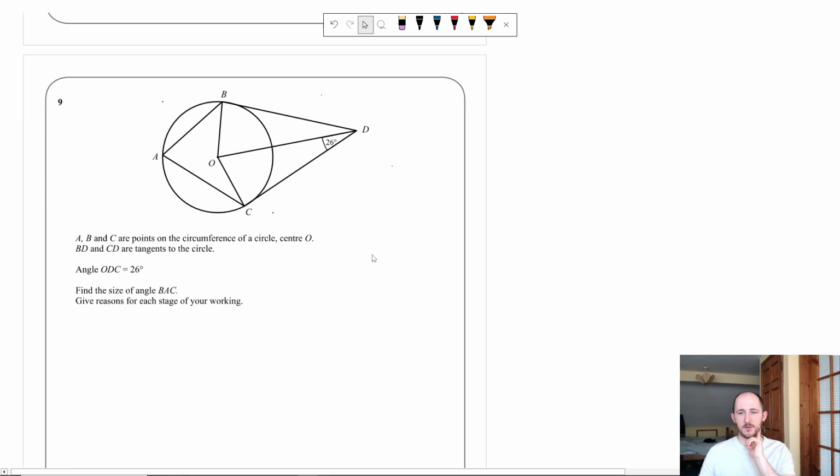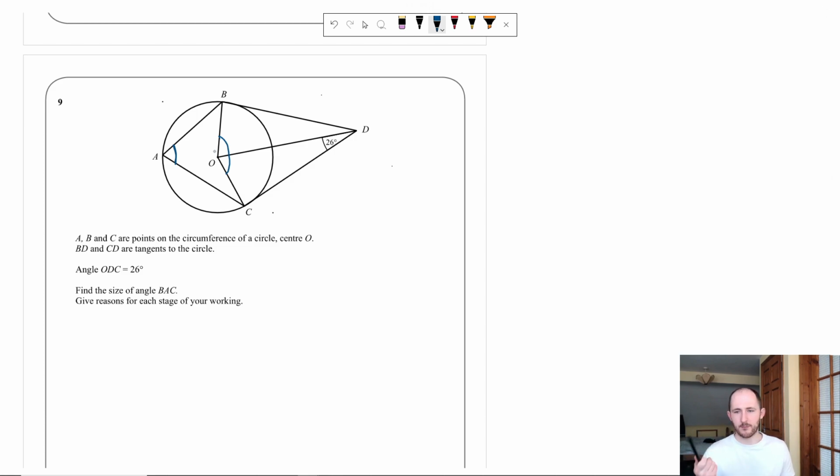And as we move swiftly on to the next style of question. So we have all these points on the tangent, cool. ODC is 26, cool. Find the size of angle BAC. BAC, let's look where that is first. BAC is this angle here. And so what I'm thinking is using that angles subtended at the circumference are half that at the centre. So if I can work out what this angle is, that would be really useful.